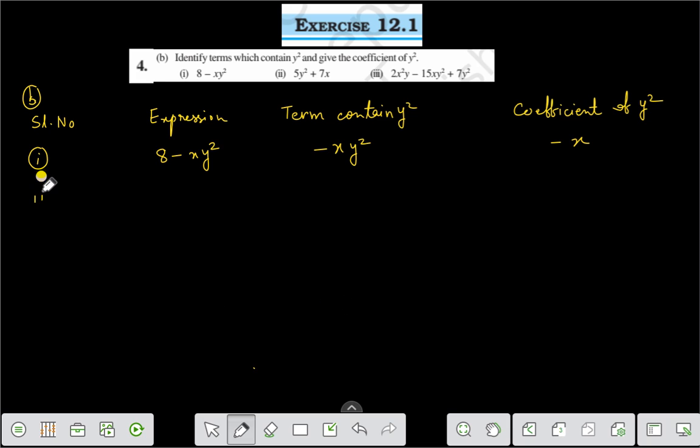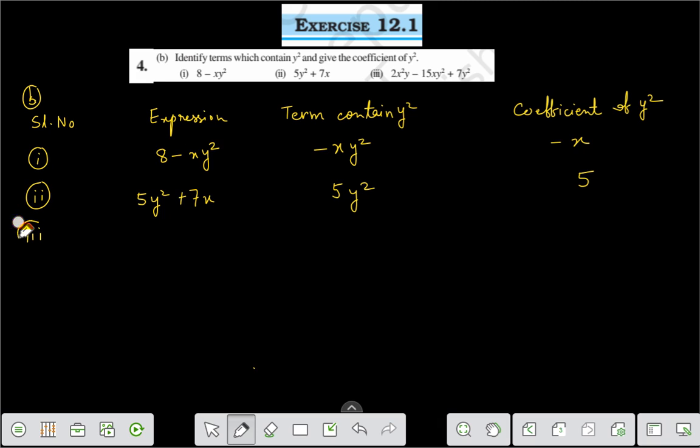Now, question number 2. Question number 2 is 5y square plus 7x. The term which contains y square is 5y square. And in this case you see that y square is multiplied with 5. Therefore, the coefficient of y square is 5. Right?